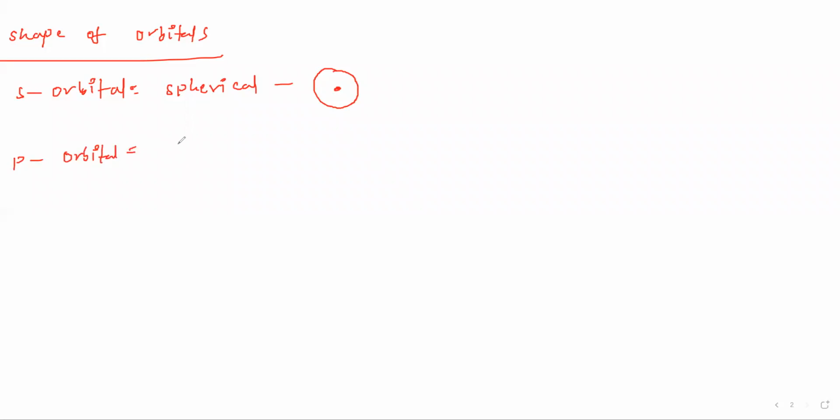What is the shape of the P orbital? Dumbbell shape. The P orbital shape is dumbbell. S has only one orbital, that's why it is spherical. P has 3 orbitals, right? Px, Py, Pz. That means here I am drawing the P orbitals.